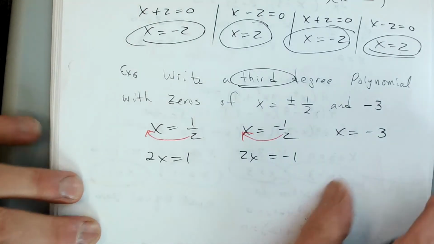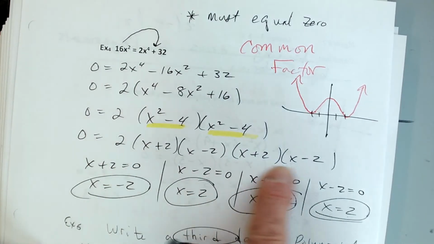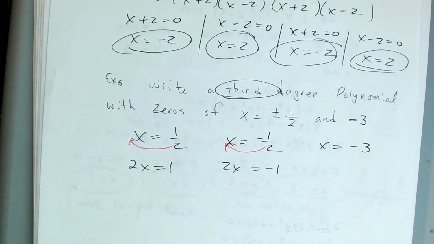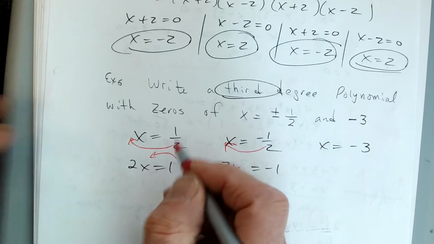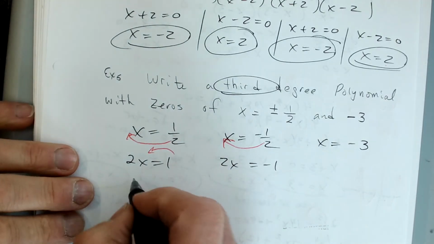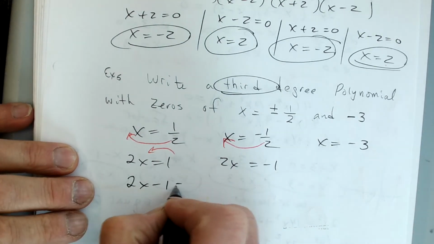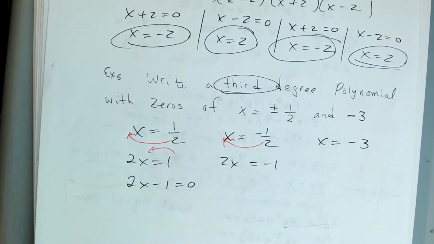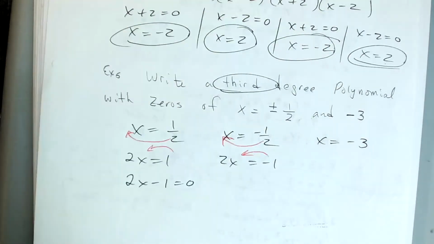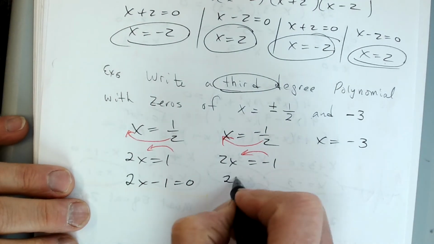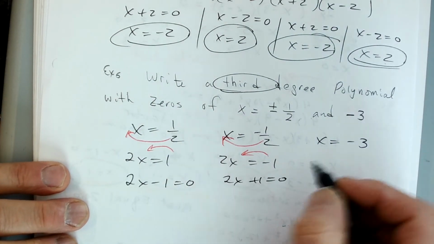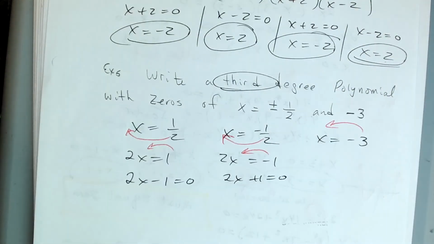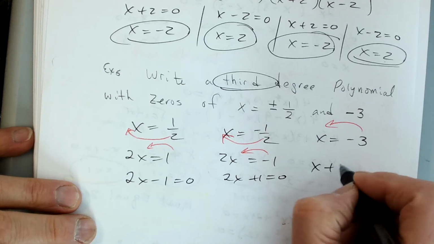So now, again, in factored form, that's what I want it to look like. So now I'll bring over the 1. How do I bring over the 1? I subtract 1, right? Minus 1 to both sides. So 2x minus 1 equals 0. Ah, we're getting somewhere. I got to bring over the negative 1. How am I going to do that? I'm going to add 1, right? So I'm going to make a 2x plus 1 equals 0. And then same thing on the negative 3. Bring it over. I'm going to add 3. x plus 3 equals 0.